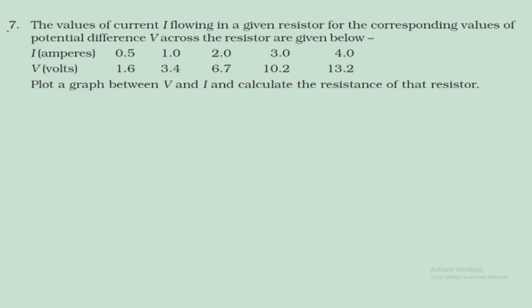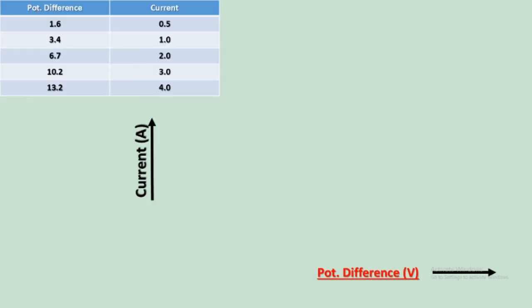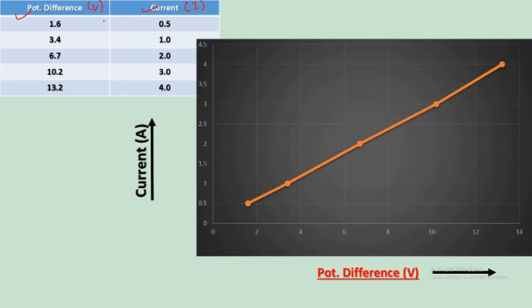Question 7 gives the values of the current I, and the corresponding values of the potential difference V. We have to plot a graph of V versus I. In the next slide, these are the values for potential difference and these are the corresponding values for current. Current is I and potential difference is V. When we plot a graph, the graph is a straight line.